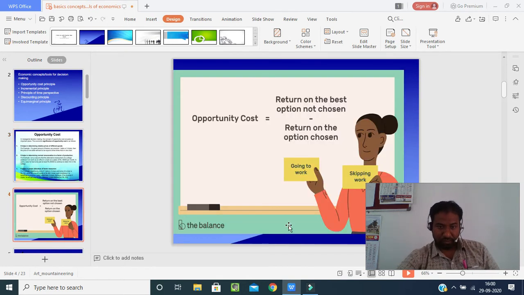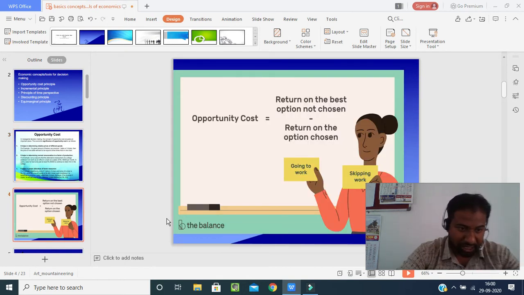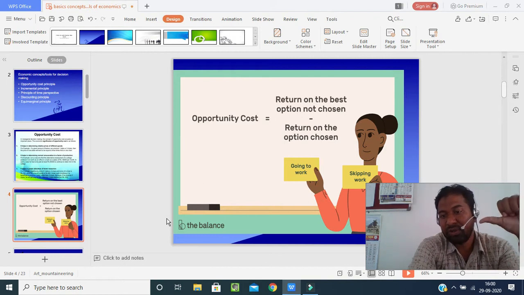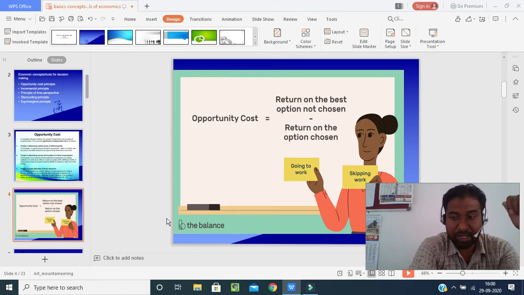Now here it has been mentioned clearly that opportunity cost is nothing but the return of the best option not chosen, or the return on the option chosen. Which one to go for: by going to work we can do this, or by skipping the work we can do this.